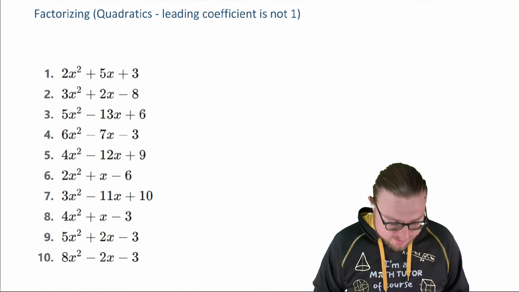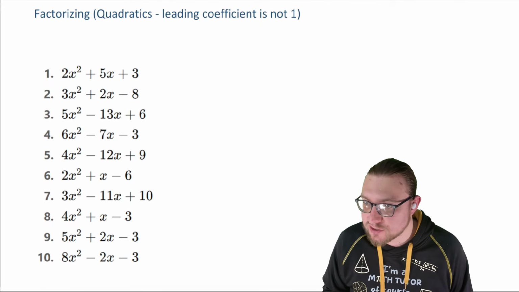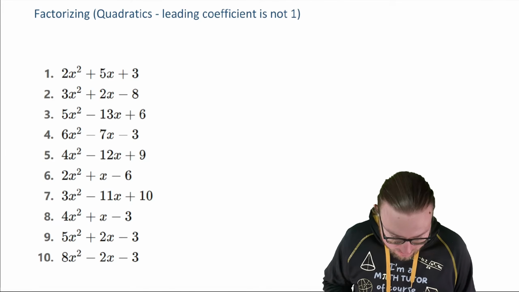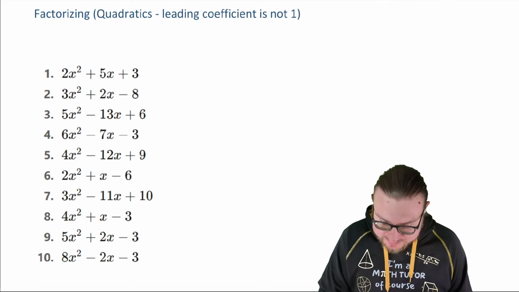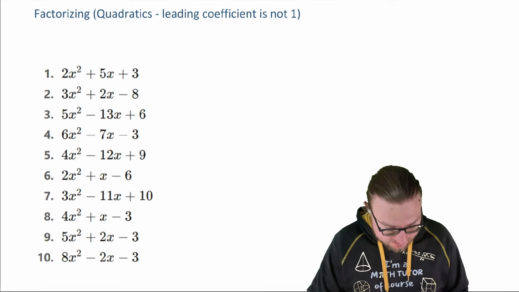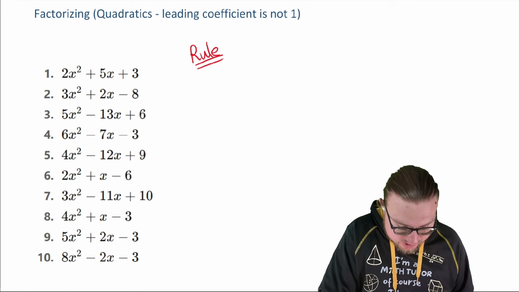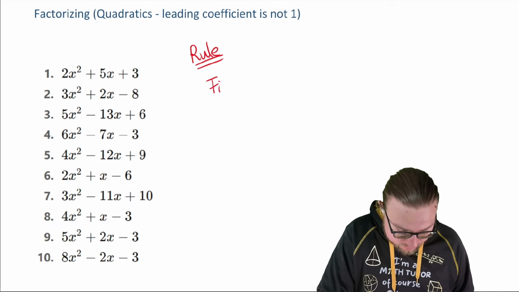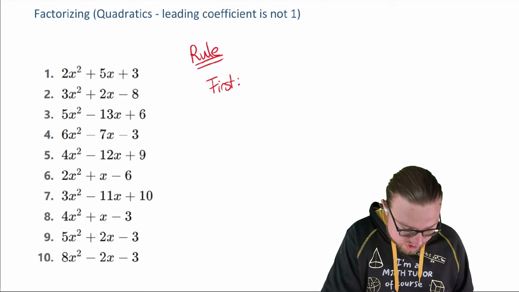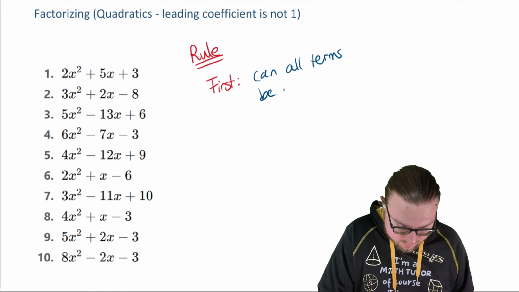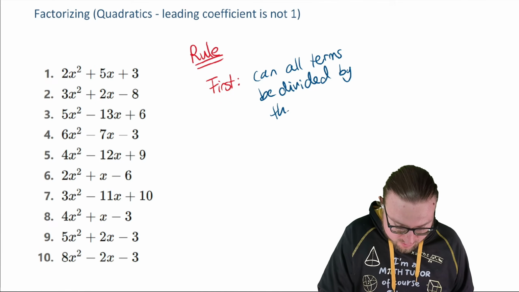Let's have a look at some questions where the leading coefficient is not 1. So the number in front of the x squared term is not 1. In this case, we can still do the same technique with a slight extra step, but it's very important that you guys always check one thing first. The first thing that I want you guys to check is, can all terms be divided by the leading coefficient?